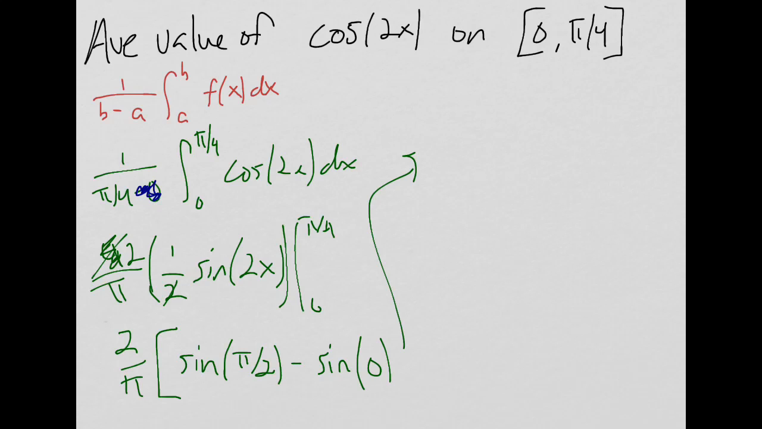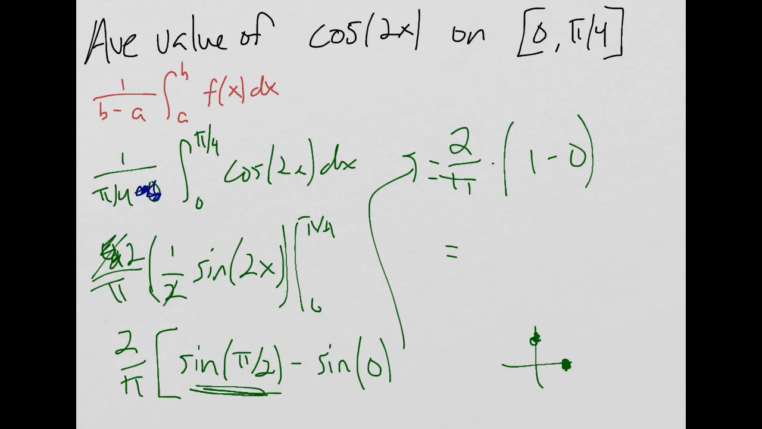So I've got 2 over pi times, alright, sine of pi over 2. I like to think of the unit circle, that's pi over 2, sine is the y value, so that gives me 1. Then I think unit circle as well for the sine of 0, and what's the y value there? Well, it's 0, so I get 1 minus 0, which is 1, and when I multiply that, I simply get 2 over pi. So that's the average value of cosine 2x on that interval.